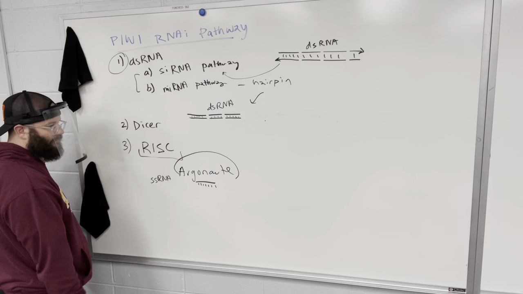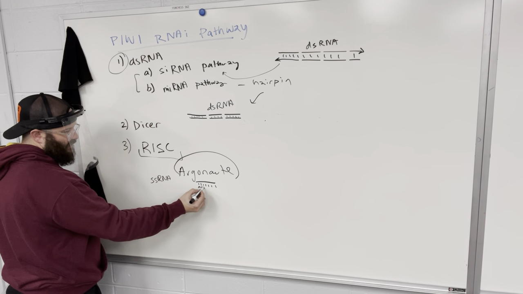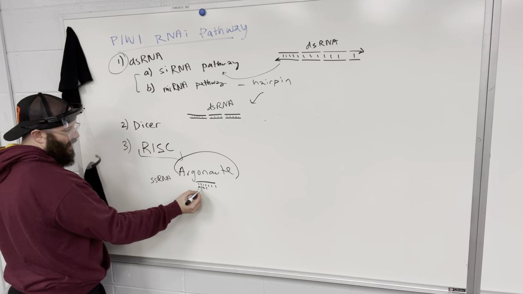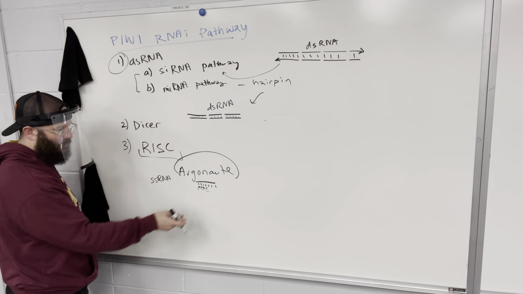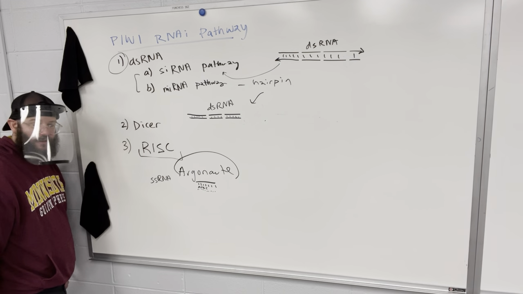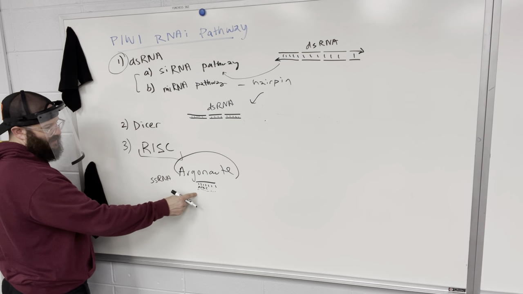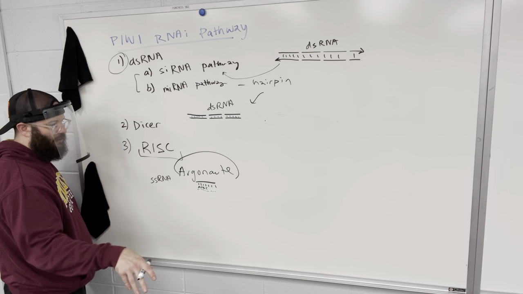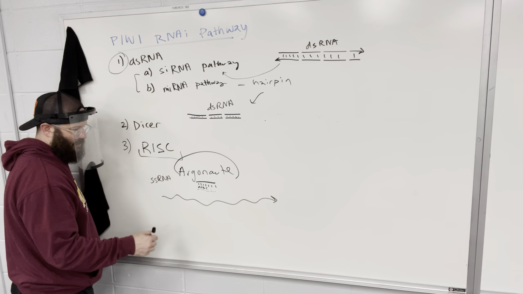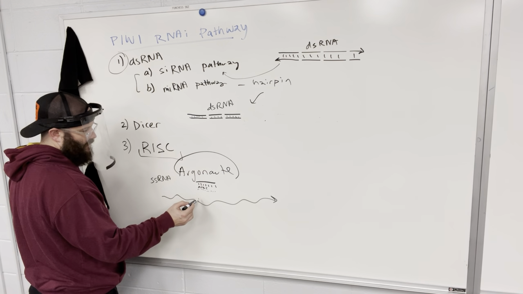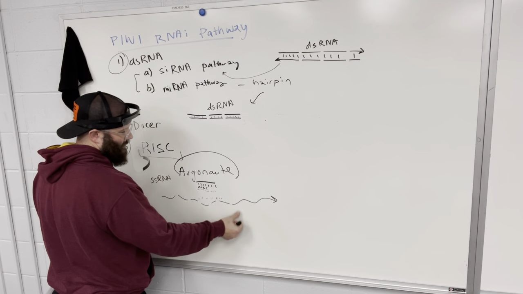A little chunk, and now these A's, U's, G's, and C's have exposed hydrogen bonds that are looking for a match, right? And this complex uses this as a means to find its target, which is typically a messenger RNA. And if there's a match, it finds it, and then the RISC complex cuts it up.